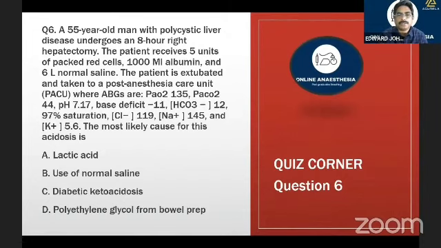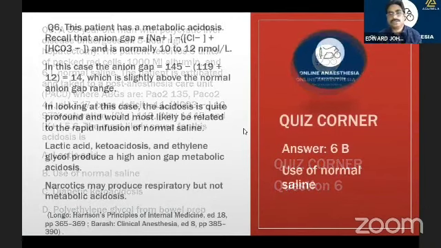Almost everybody is answering correctly. The patient had received 6 liters of normal saline. Most of them answered correctly, so we'll see the answer. It is use of normal saline.